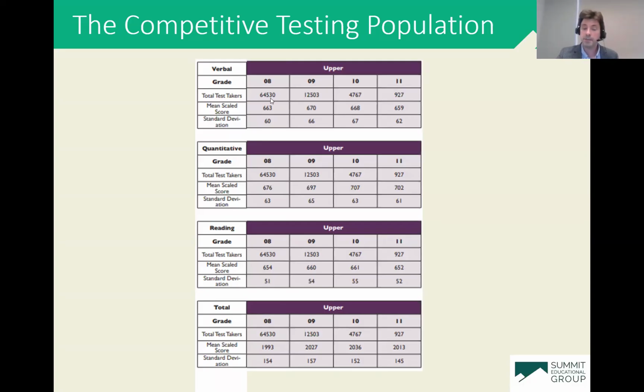Eighth graders are only compared to other eighth graders, ninth graders compared to other ninth graders, 10th graders compared to other 10th graders, and then 11th graders compared to 11th graders. Because obviously, comparing an eighth grader's performance on this test to a 10th grader's performance would be completely unfair. So students are normed against students who are in the same grade that are taking that test. But again, it does give you a sense of the competitive population that are taking these tests.